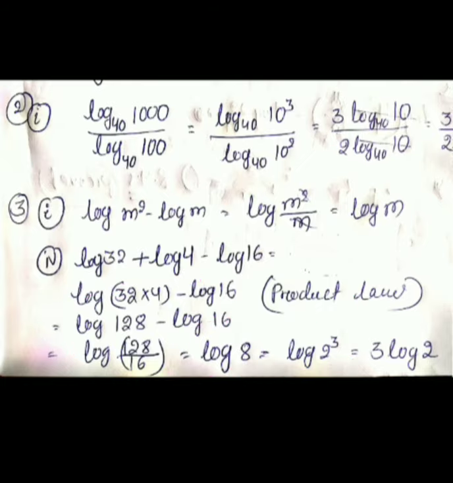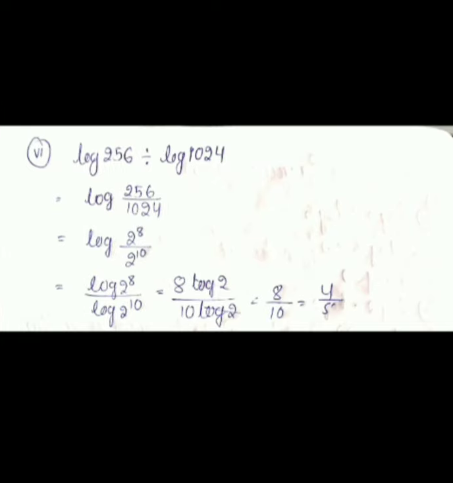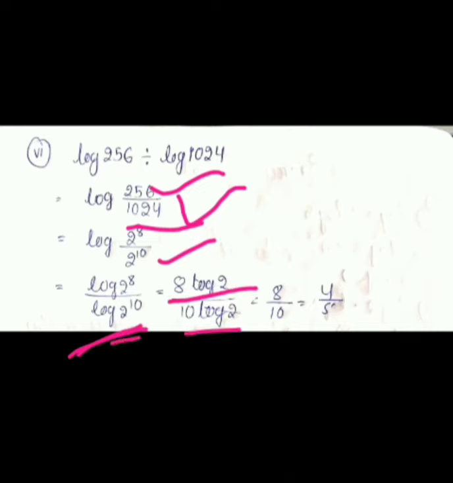Now number 5 you have to do yourself. Number 6 I have done. Log of 256 divided by log of 1024. You can write it like this. So this will be 2 to the power 8 and this will be 2 to the power 10. So using the power law, 8 log 2 and here 10 log 2. So log 2 and log 2 will be cancelled out. You will get 8 by 10. Then 2 4s are 8, 2 5s are 10. You will get 4 by 5 is the answer.